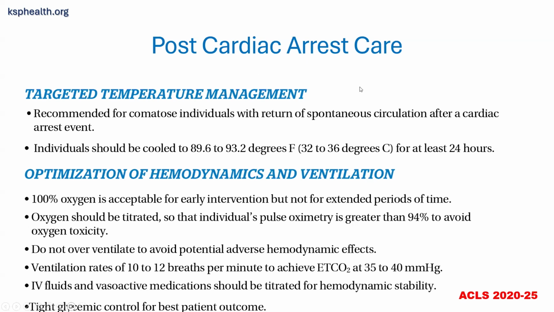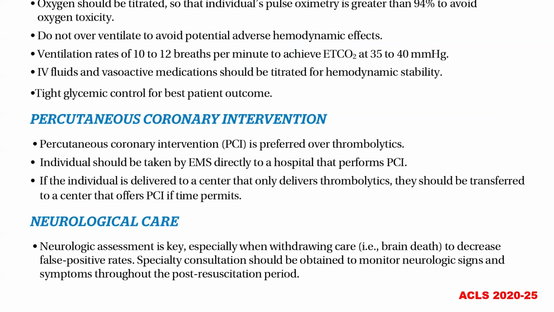Second, optimize hemodynamics and ventilation. 100% oxygen is acceptable for early intervention, but should not be given for a long period of time. Oxygen should be titrated so that the individual's pulse oximetry is greater than 94% to avoid oxygen toxicity. Do not overventilate, to avoid potential adverse hemodynamic effects. Ventilation rates are 10 to 12 breaths per minute for adults, to achieve end-tidal CO2 between 35 and 40. IV fluids and vasoactive medications should be titrated for hemodynamic stability.